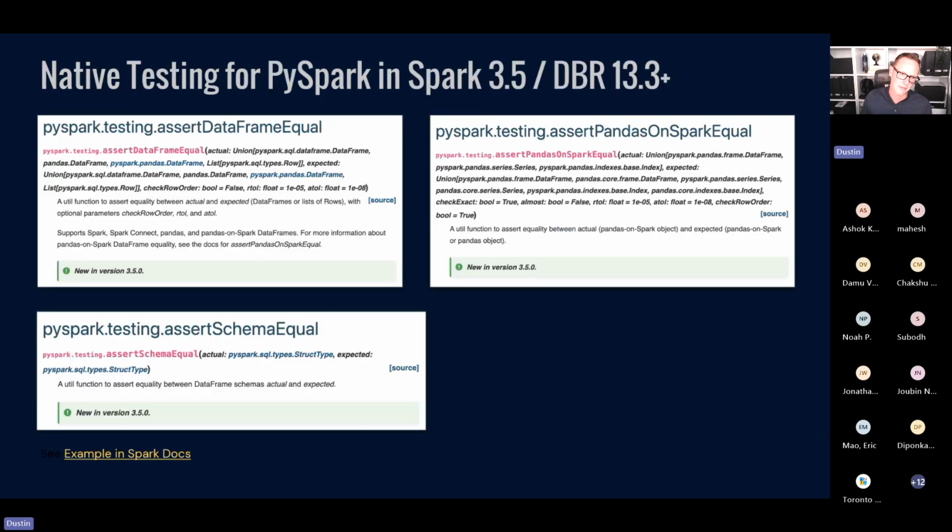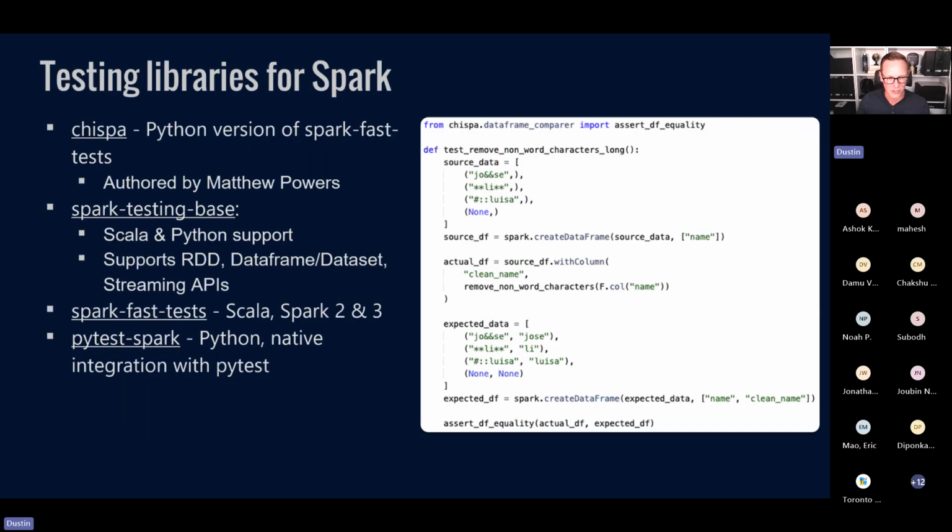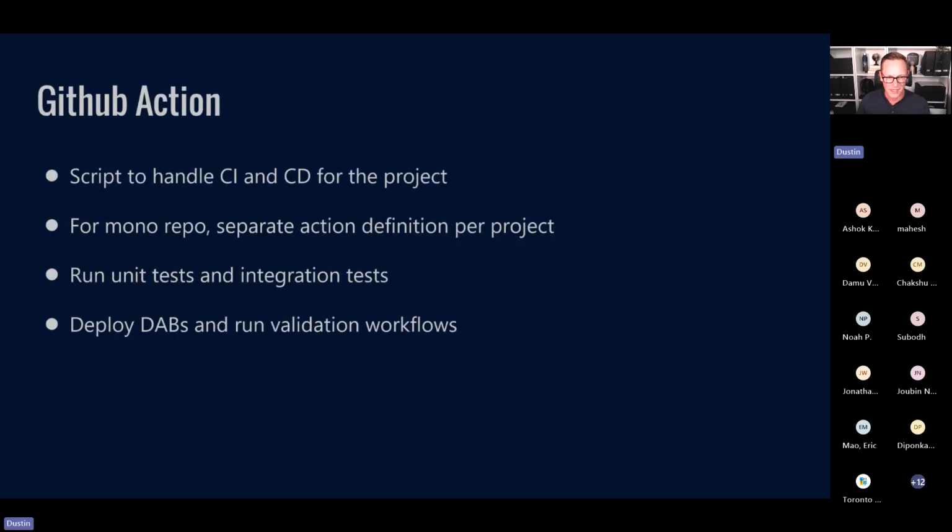But again, my recommendation, if you can be on 3.5 or above, try using these first. If you feel like they're not all the way there, see what's coming. You can usually find out what's coming to Apache Spark open source somewhat easily if you go digging a little bit. But if it doesn't have everything you need, then check out these other libraries. Okay, that's really the prepared slides on testing.